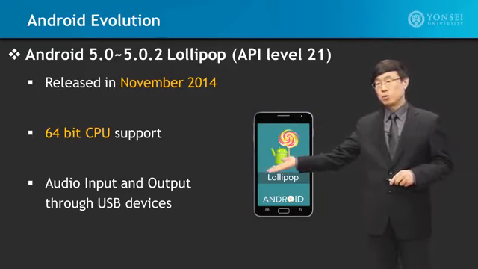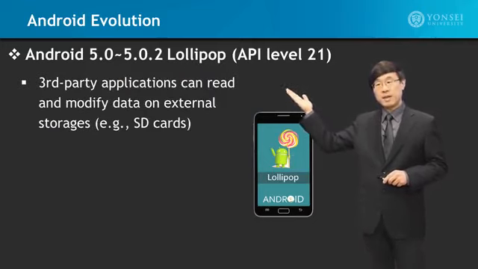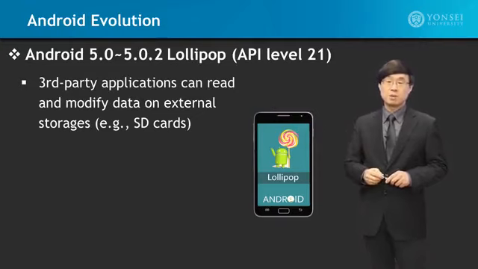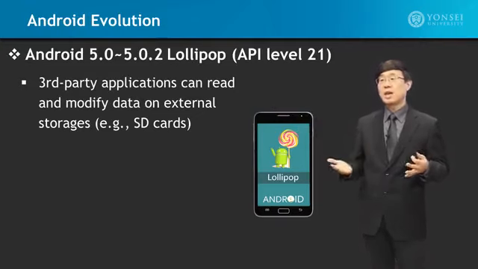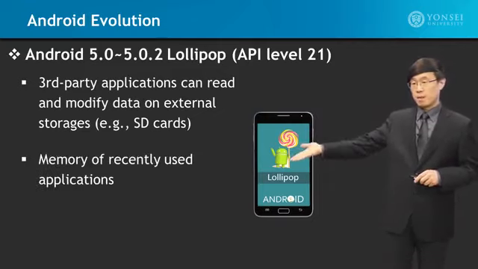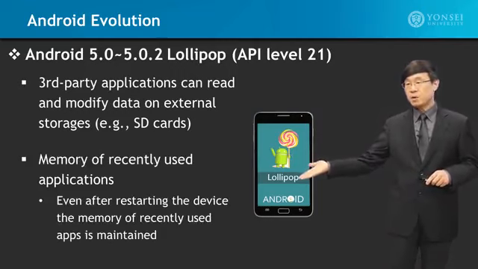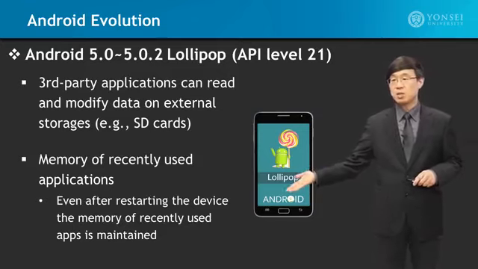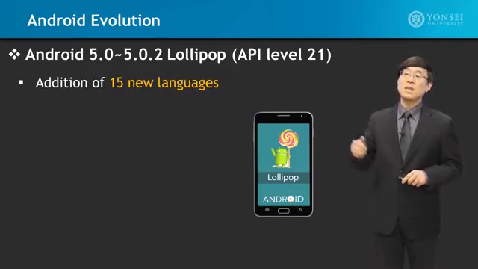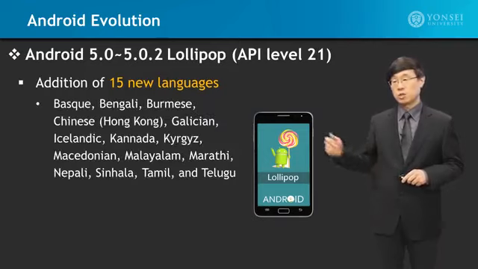Audio input and output through USB devices were possible, and third-party applications can read and modify data on external storage, like SD cards. This made application and data control much more flexible due to this feature. The memory of recently used applications was kept, where even after restarting the device, the memory of recently used apps was maintained. In addition, 15 new languages were added into the Lollipop OS package.